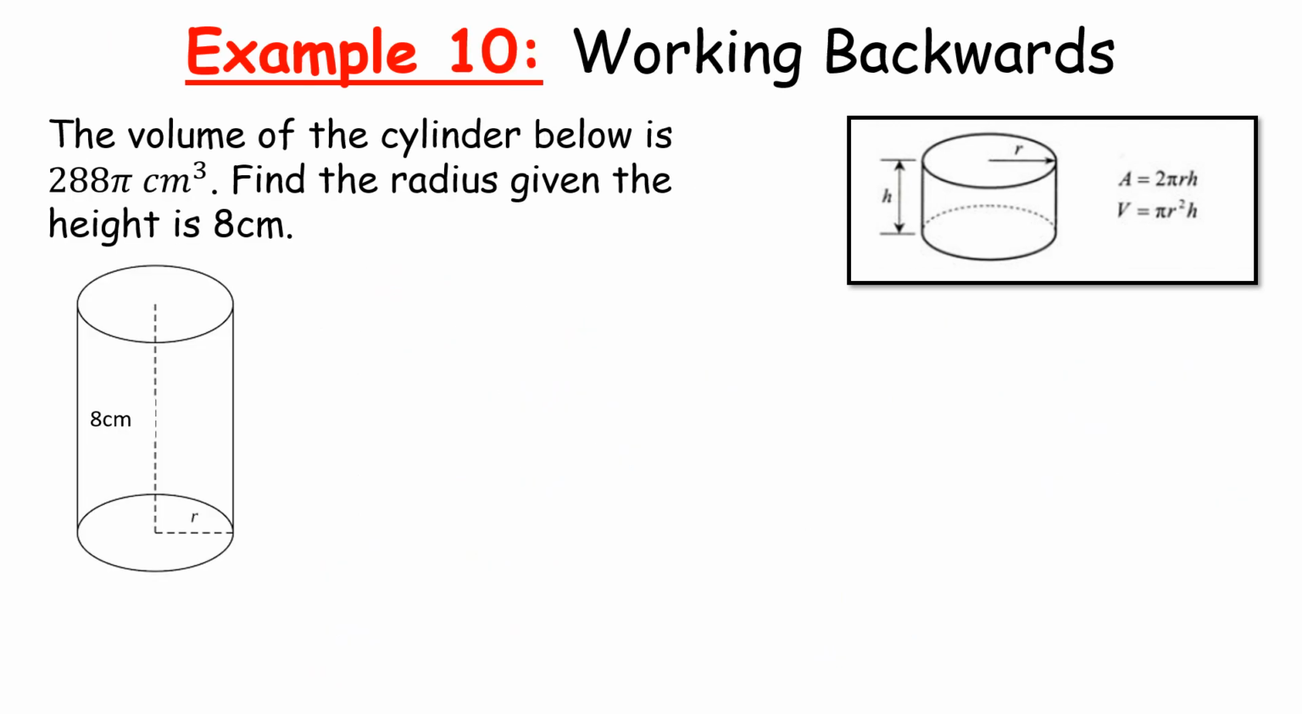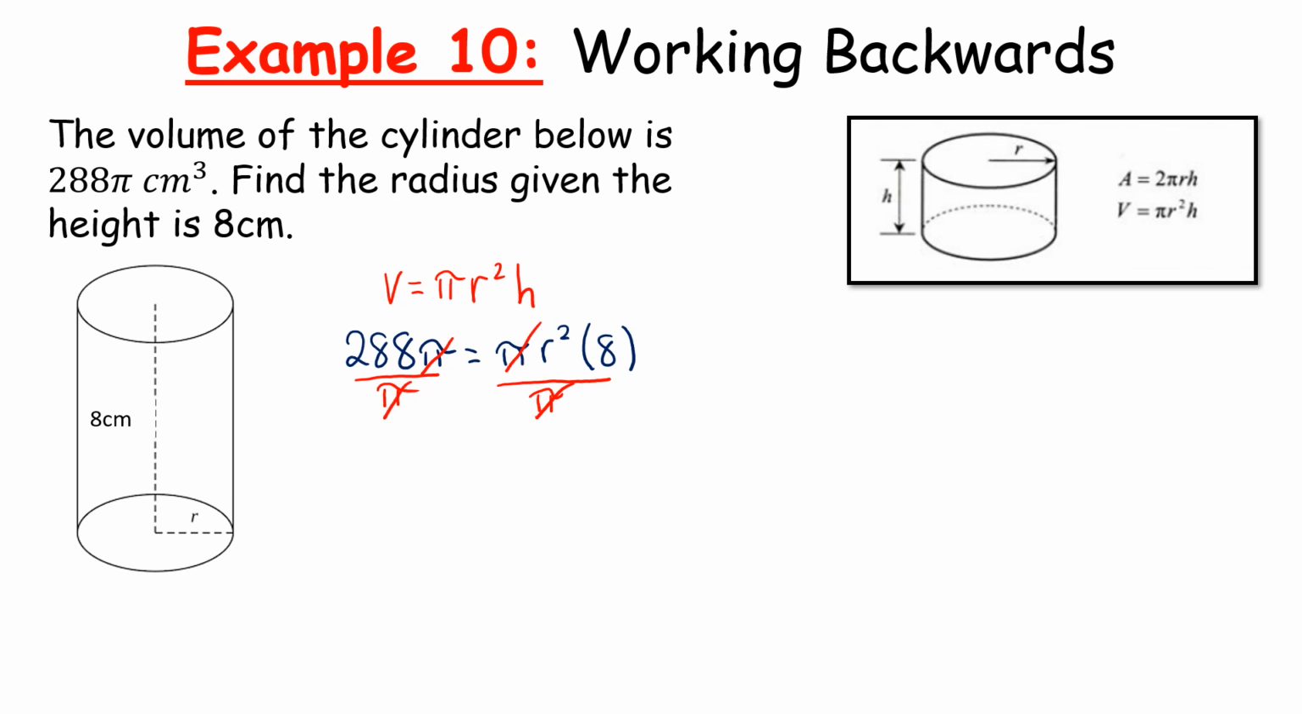So let's work backwards with our cylinder. The volume of a cylinder below is 288 pi centimeters cubed. Find the radius given the height is 8. So if we want to work backwards, we do the exact same thing we would do as if we're working forwards, which is start with our formula. So volume is equal to pi r squared h. The volume in this case is 288 pi. I'm going to leave this in terms of pi because I wasn't told what to use for it. I'm looking for the radius and I have a height of 8. First thing I'm going to do if I have pi's in my question, get rid of my pi's.